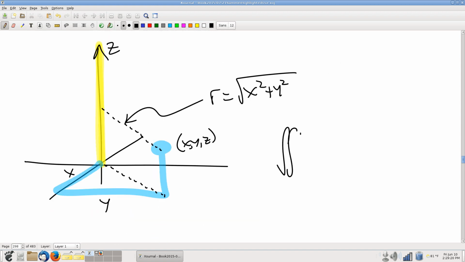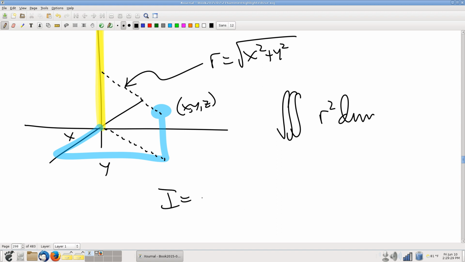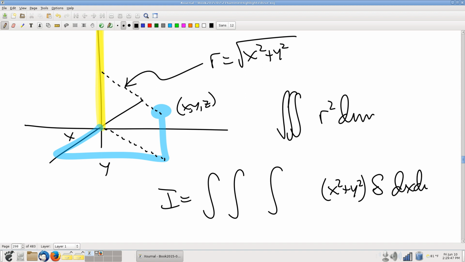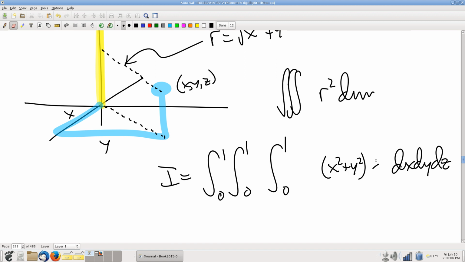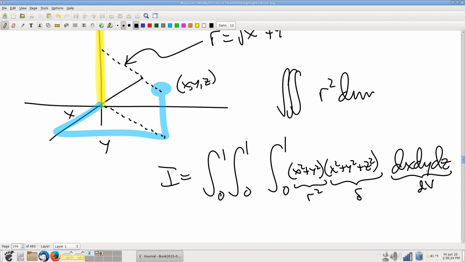We're interested in computing integral r squared dm. So that means we need to do the integral, and r squared is x squared plus y squared. dm is density times dv. dv is dx dy dz. Conveniently, this domain is a box, and so they all go from 0 to 1. And density was given, even though I've forgotten. Density is x squared plus y squared plus z squared. So that's our r squared, that's our delta, and that's our dv. And plug and chug.